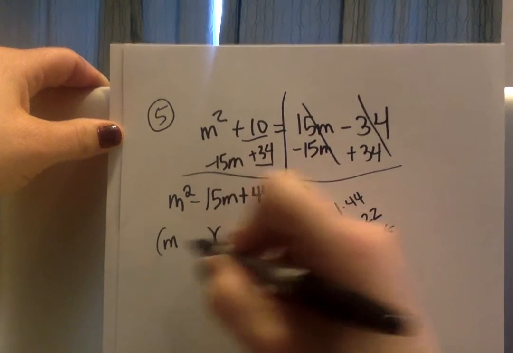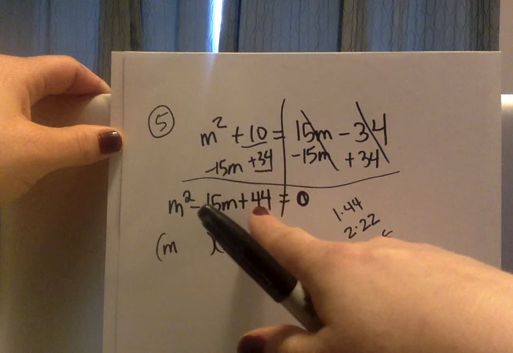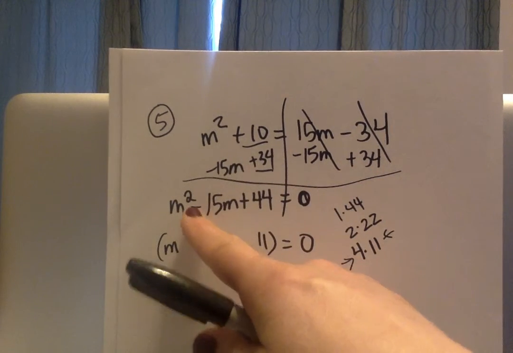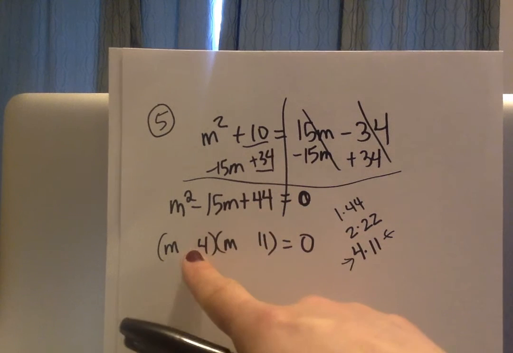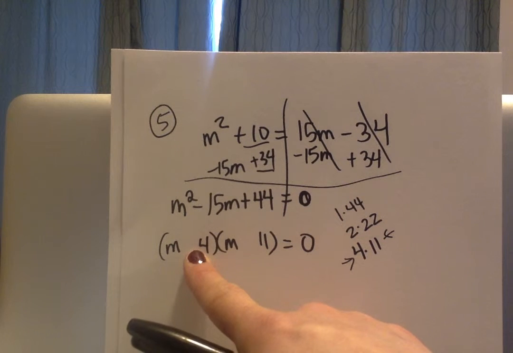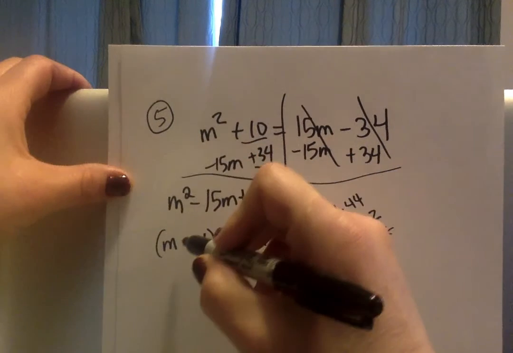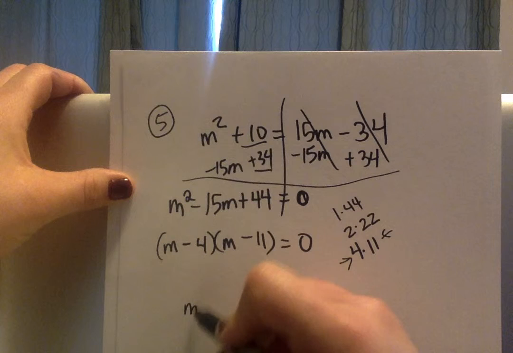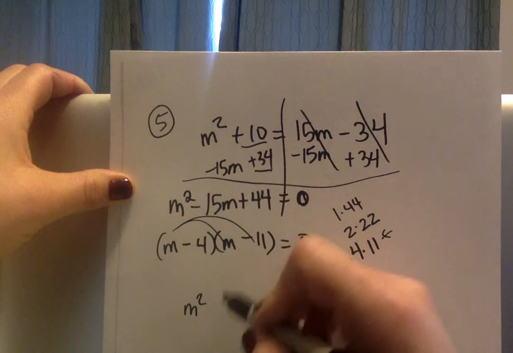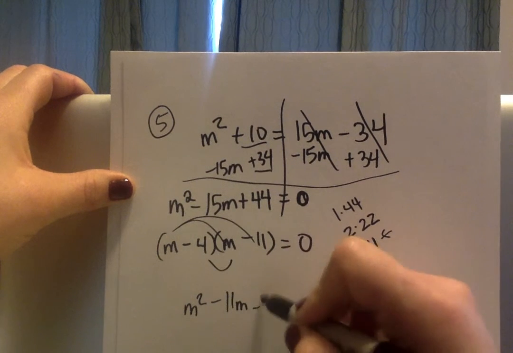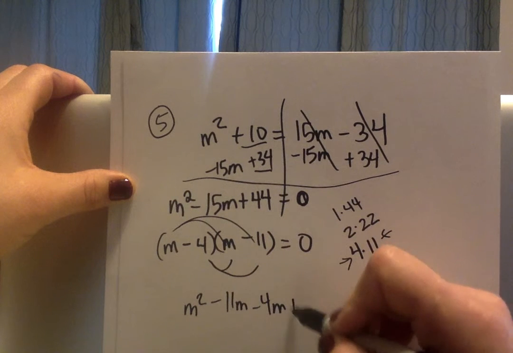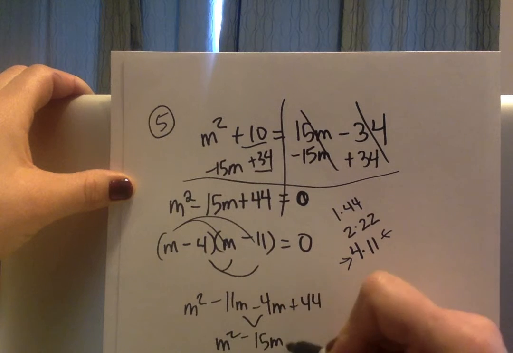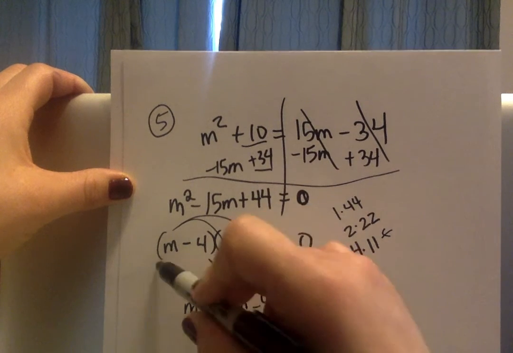So we have m in front, m in the back, and then for 44, I have 4 and 11. But since the 44 is positive and the 15m is negative, they're either both going to be positive or both going to be negative. Since this is a negative sign, they're both going to be subtraction. And if you wanted to FOIL, you could do m squared minus 11m minus 4m, and then plus 44, and that gives you negative 15m, which is what we wanted up there. So that works.